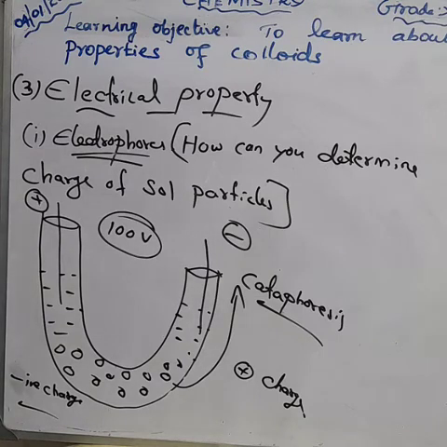If the migration occurs at the cathode, what is the charge? Positive. The solid particles contain positively charged particles. Suppose the solid particles migrate to the anode, then they have a negative charge. Thus, from the direction of migration of solid particles, we can determine the charge of the solid particles.